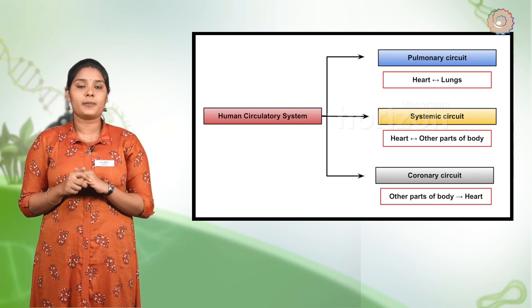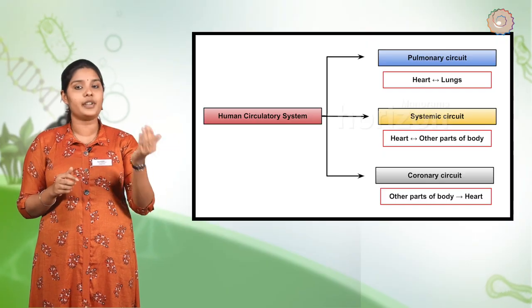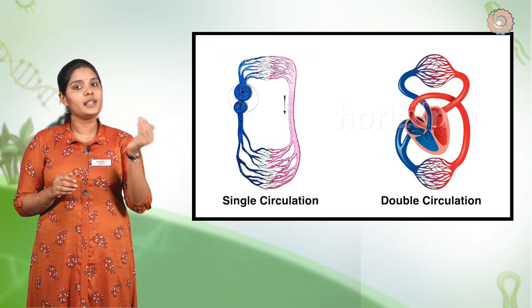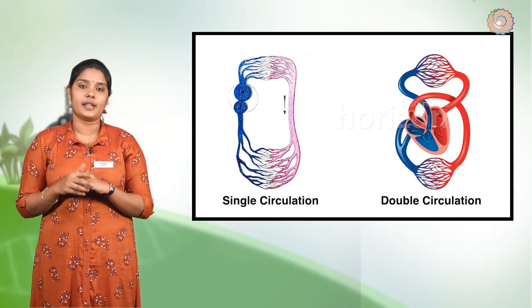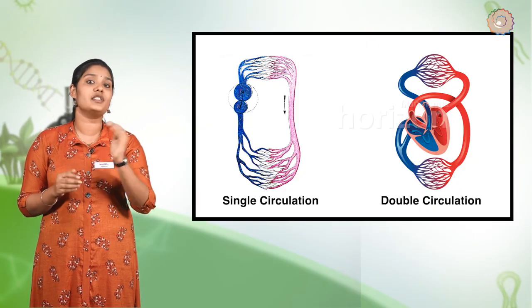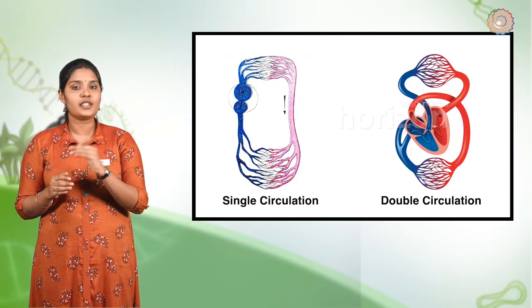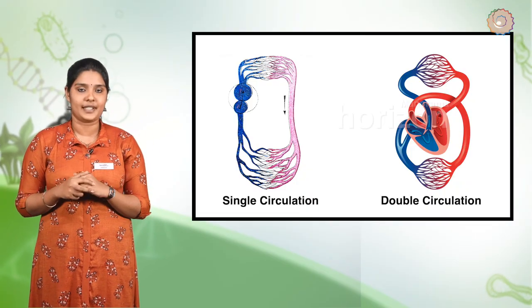Though other animals possess a heart, the way of their circulatory system is quite different from humans. The human circulatory system is more evolved compared to other organisms. The way in which blood flows in human beings is unique. The blood circulates through the heart twice, hence it is known as double circulation.